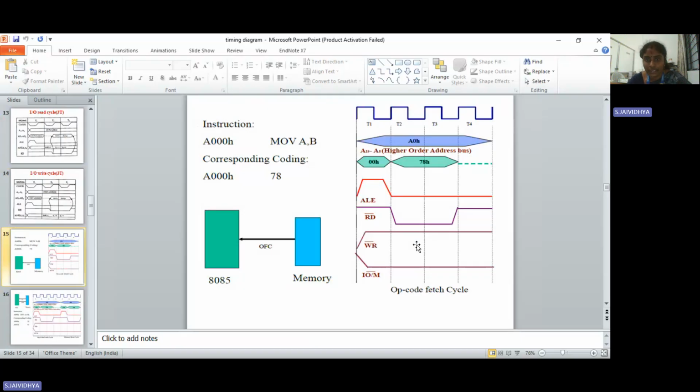As in the instruction, the opcode is in the second one, that is the higher order address lines. Here the address given is A000. So the higher order address line is 00, lower order is A0. The 78 is coming on the data bus, and address latch enable is enabled. In all the memory timing diagrams, the read signal and write signal will be present. Based on the instruction, we have to decide whether it is enabled or disabled. So this is the first example.